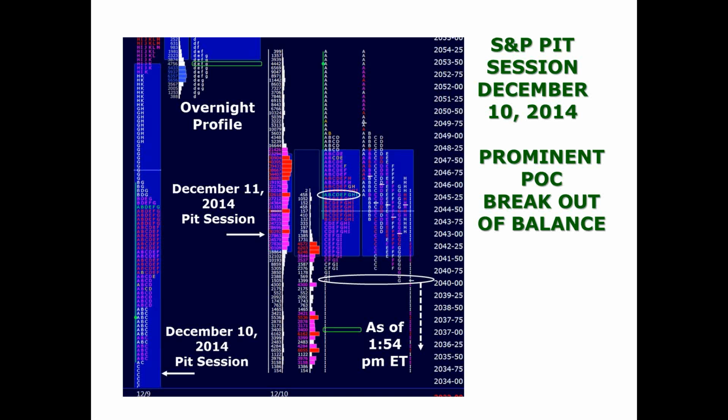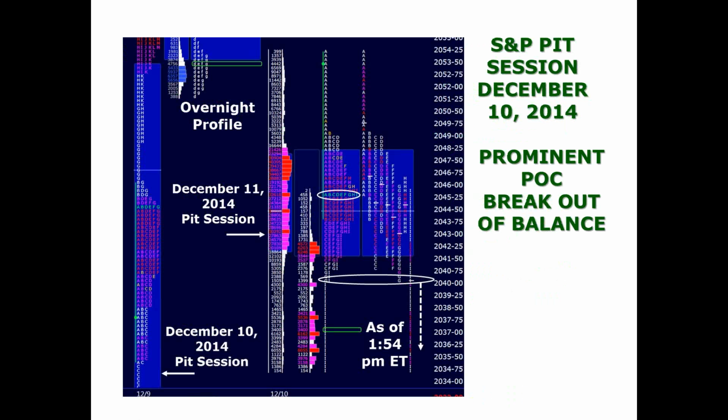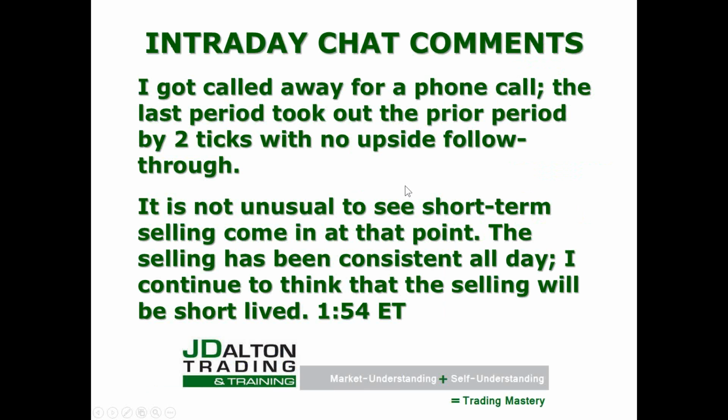And then let's take a look now at the next chat comment. This is an intraday chat comment. This is part of what we call this continuation program. Julie and I were on a call, and I chatted back. I got called away for a phone call. The last period took out the prior period by 2 ticks with no upside follow-through. That's the high that I just showed you right here. The H period ticked above the G period high.